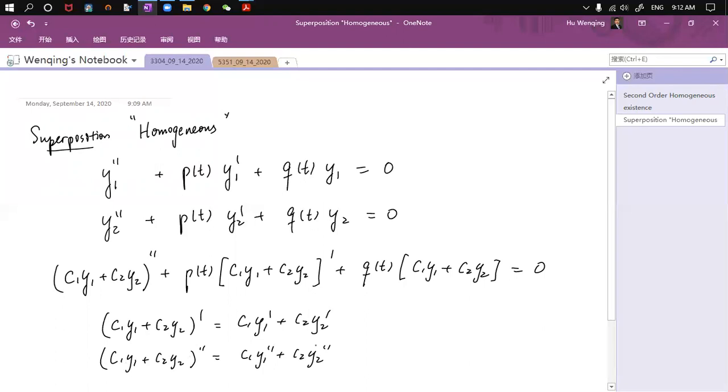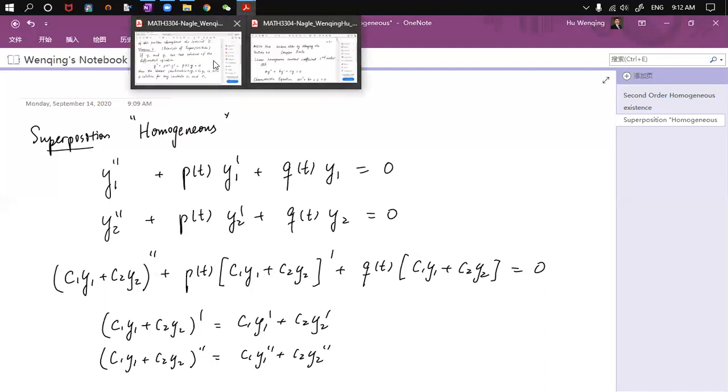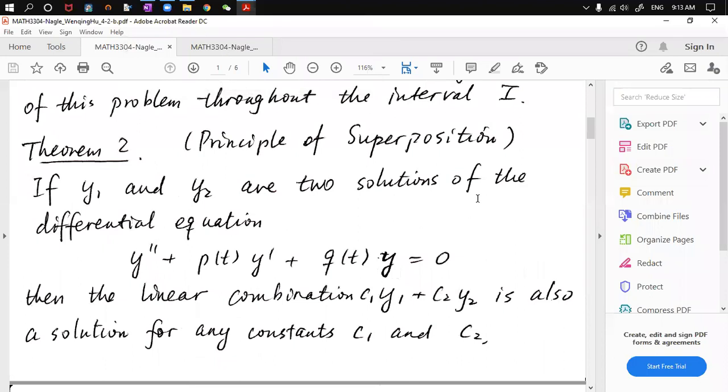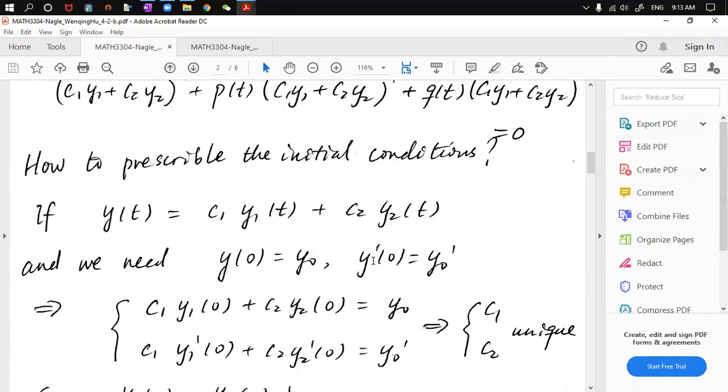So that's what happens to these homogeneous linear equations. Superposition theory is going to tell you that if you have two solutions of this differential equation, which is a linear second order and homogeneous, then their linear combination is also a solution. No matter what constants c1 and c2 you take, the linear combination is also going to be a solution. That's the very interesting phenomenon called the superposition principle.